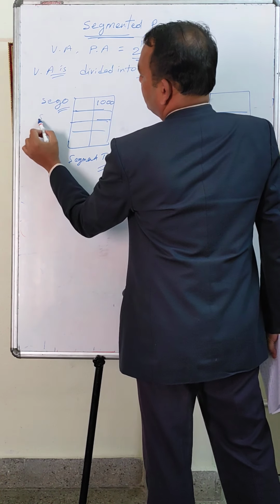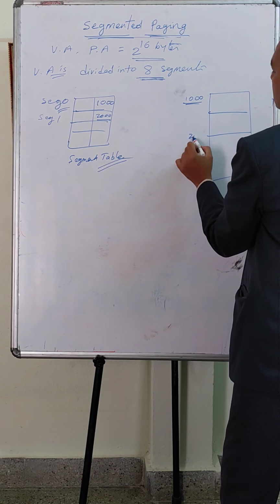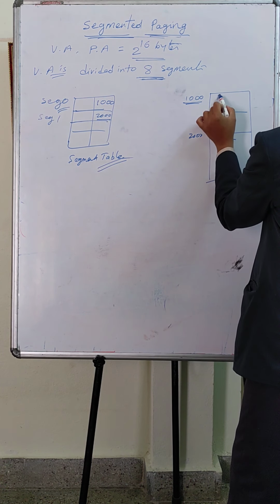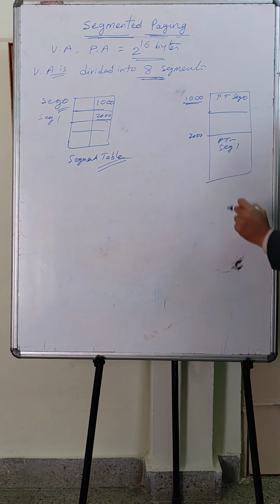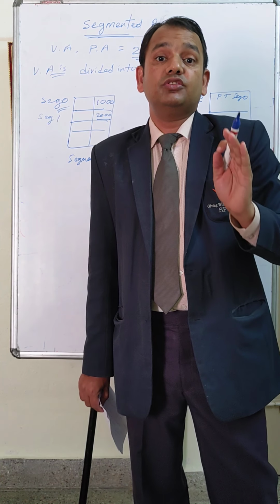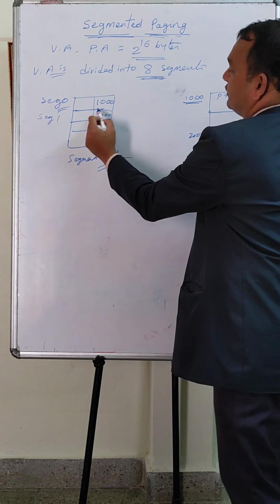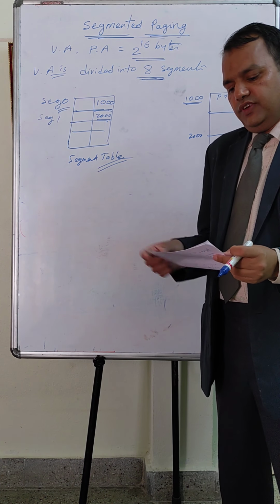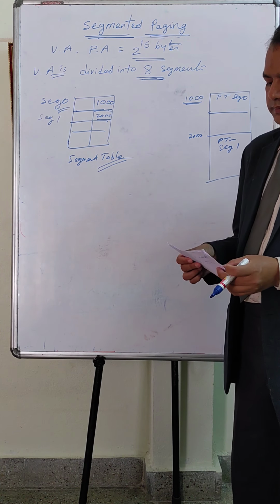Understood? Each segment, this is segment 1. Suppose it starts at 2000. Here, from 2000 onwards is the page table of segment 1, and this is the page table of segment 0. Each segment is divided into a number of pages, so each segment should maintain its own page table. That page table address is what is given in the problem. Each entry contains the physical address of the page table for the segment.